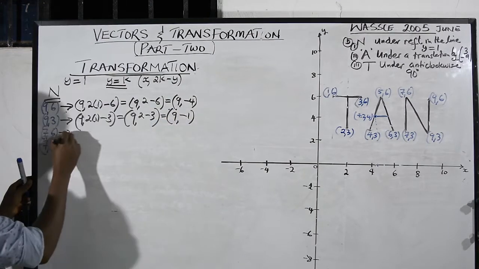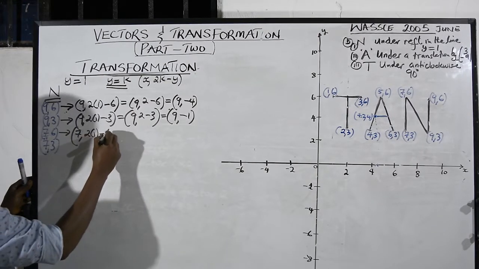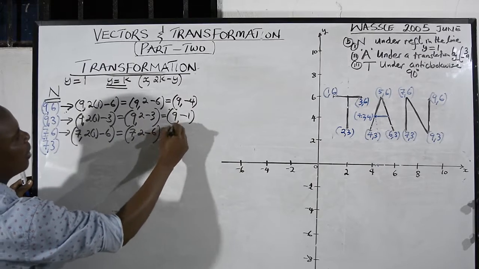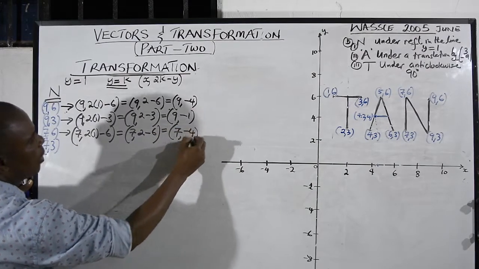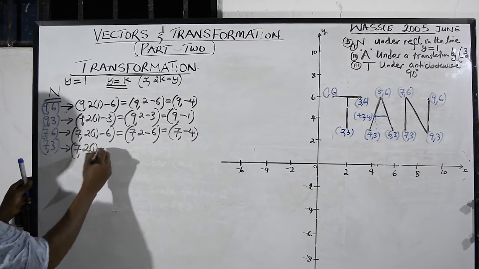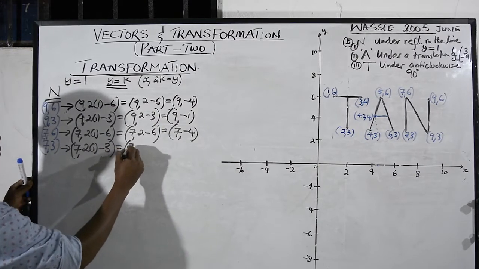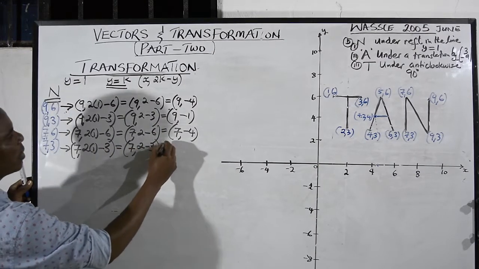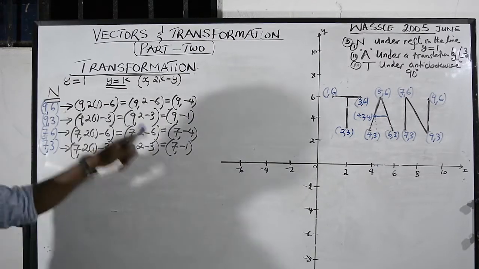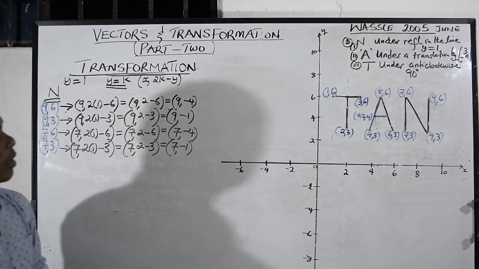You just do the same here. This is 7 comma 2 times 1 minus 6, which equals 7 comma 2 minus 6, so you have 7 comma minus 4. Then this is 7 comma 2 times 1 minus 3, so 7 comma 2 minus 3, which gives 7 comma minus 1. So I've got all the points. Remember, you will not be given marks for all these workings. It's just for you to go through them rapidly.